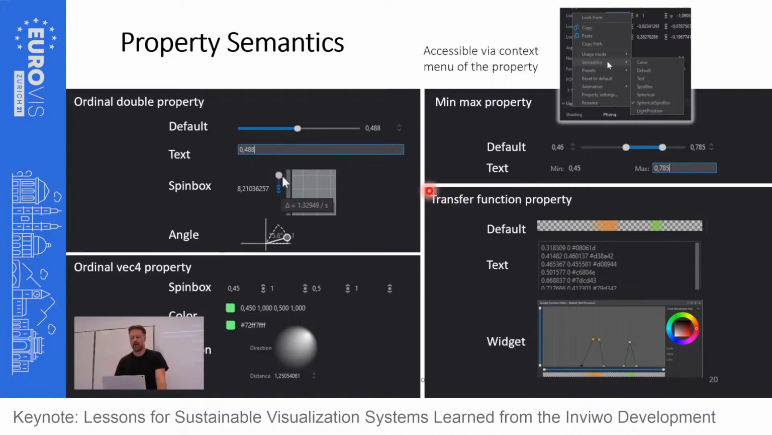Similar is true for min-max properties. The default is a slider with 2 handles, or you could have a box where you can enter these values, and so on. So these are our semantics, where we have abstracted how to interpret those. Since we wanted to expose this on the highest level of abstraction of our user interface, these semantics can be chosen during runtime from within the user interface. You right-click on a property, you choose the semantic, and then the GUI for this property changes, and people can change it in a way they like.